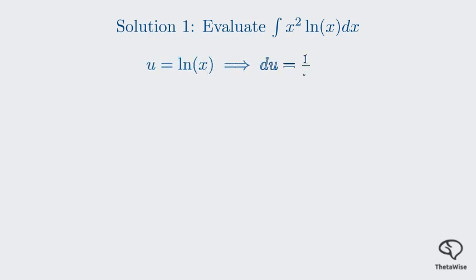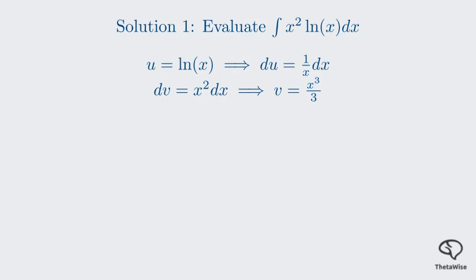Solution 1. Evaluate the integral of x squared times the natural log of x dx. This is an integration by parts problem using LIATE. L, logarithmic, comes before A, algebraic, so we choose u equals ln of x. We set u equals ln of x, so du is 1 over x dx. We set dv equals x squared dx, so v is x cubed over 3.